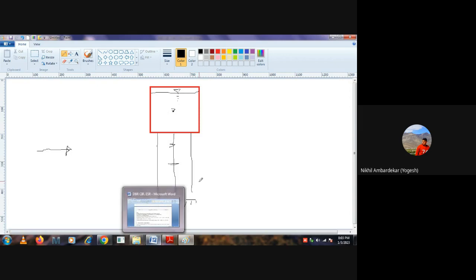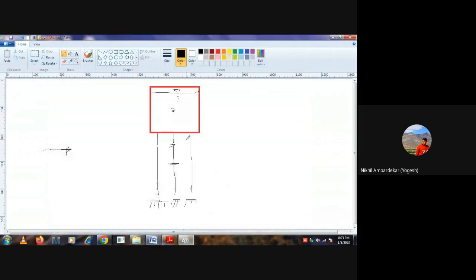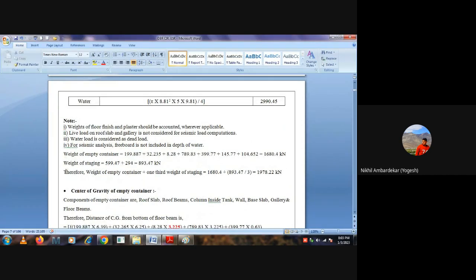For the calculation of that CG, the code suggests that you may consider about 1/3 of the weight of the staging along with this container, on the higher side, the safer side. So that's why we have considered the weight of the empty container plus 1/3 weight of the staging. So the CG will automatically shift a little bit upward. Still I don't know where it is, but yes, we need to calculate that. Got it? Clear? Yes. Up to this?